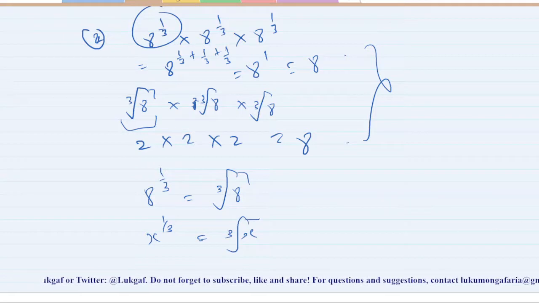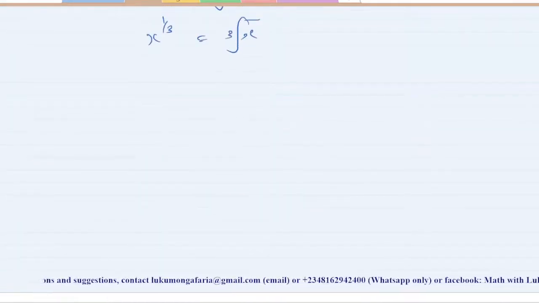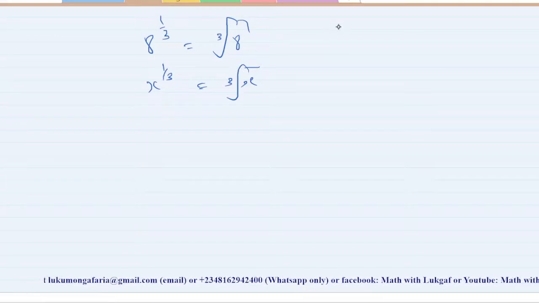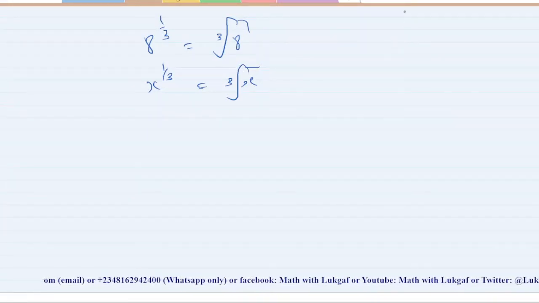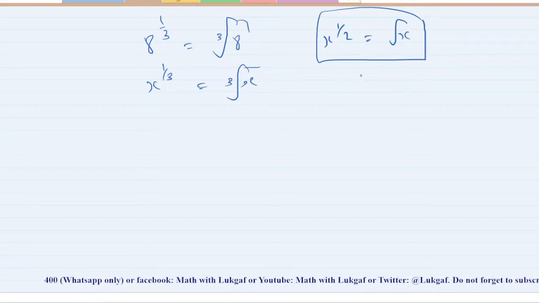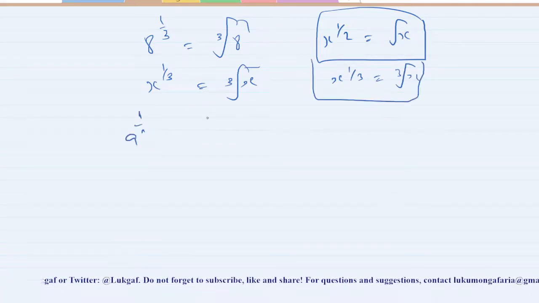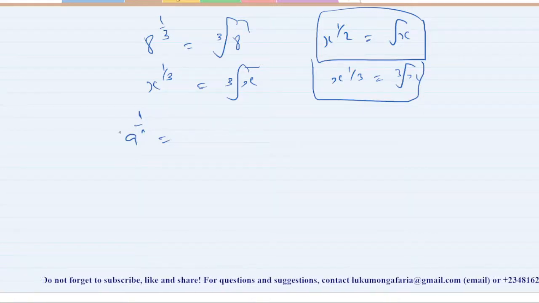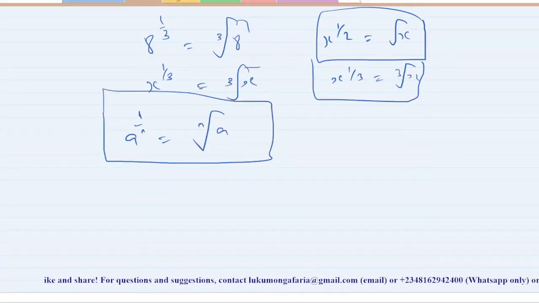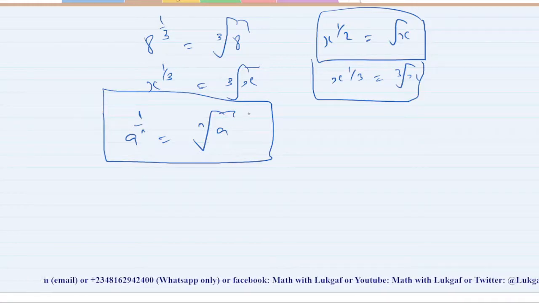So if you join that together, remember the first one I did, x raised by half gives what? Square root of x. Likewise, x raised by 1/3 gives cube root of x. So in general, you don't need to stress yourself. When you have a raised by 1/n, then you are going to have nth root of a. And don't forget, what does that mean? That is, what is the number you are going to multiply by itself n times to give you what you have inside this radical?